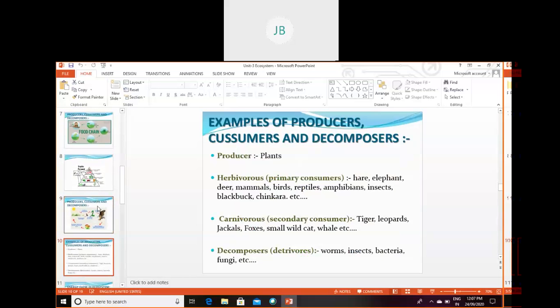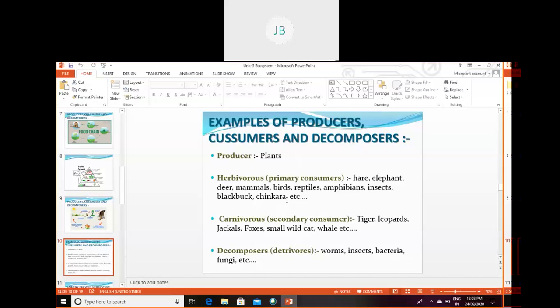See, here you can see the examples of herbivores and carnivores. Blackbuck and chinkara are animals present in the grassland ecosystem. Okay, this is about the herbivores.